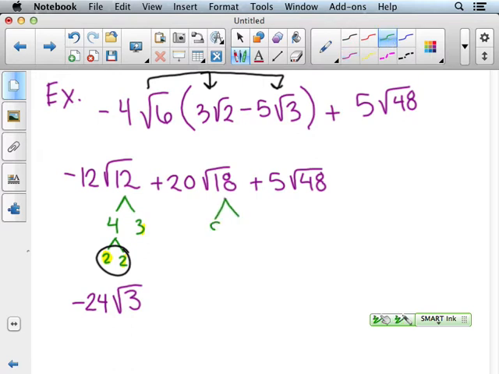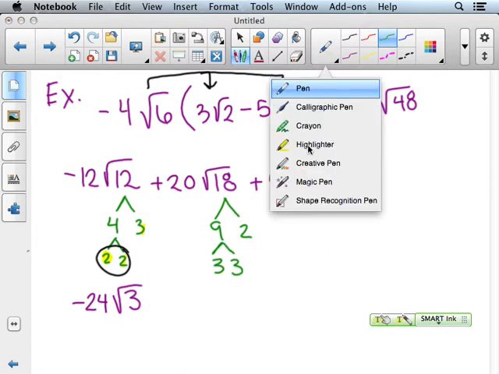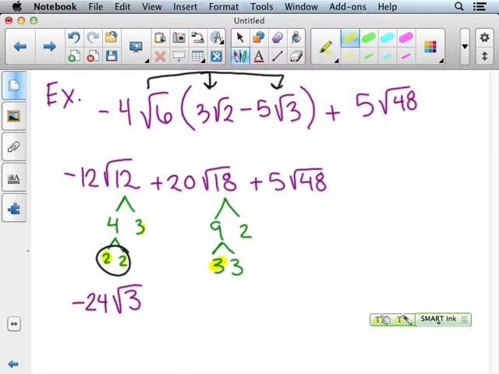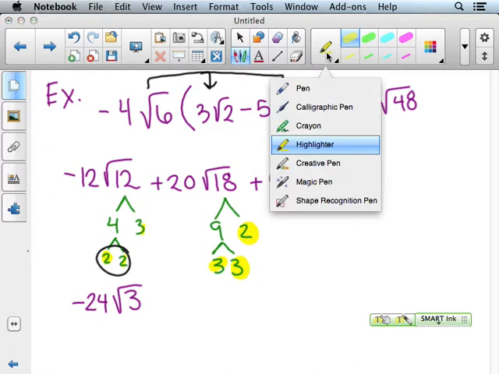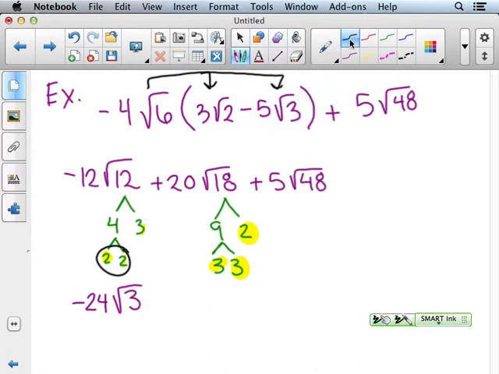18. 9 times 2, 3 times 3. Here's my primes. Prime, prime, prime. Square root, so we're looking for groups of how many? 2. Okay, so I'm going to circle the 3's. Out comes a 3, in stays the other 2. 60 square root 2. Good, 60 because we already have a 20 outside. So 60 square root 2.